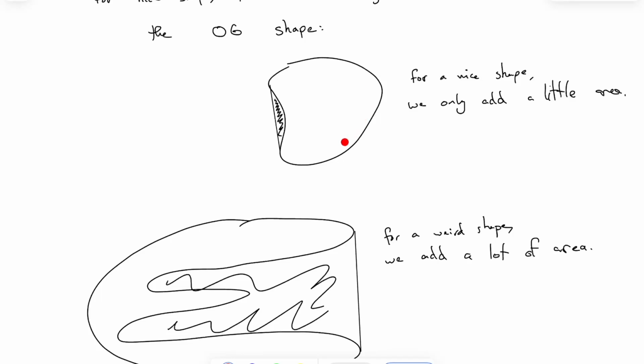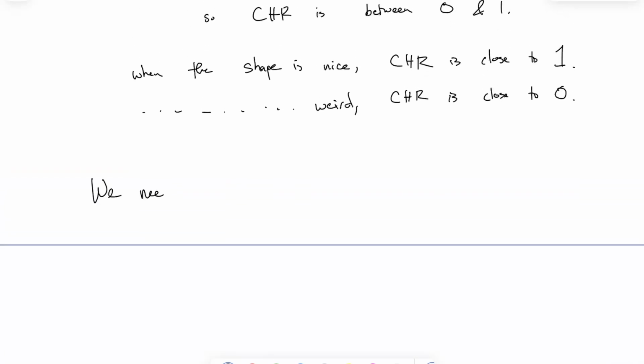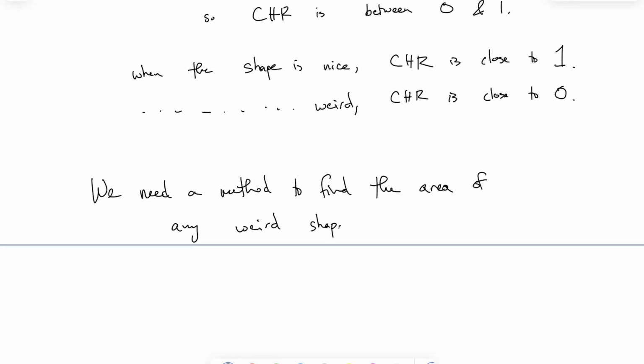I mean, in high school, you learned how to find the area of a rectangle or a triangle. Those are fairly easy things to work with. But this is the area of just a random shape. And how do you find the area of that? That is something that is worth discussing. It's not hard to do, but we need a method to find the area of any weird shape, not just a rectangle or a triangle or something, right?